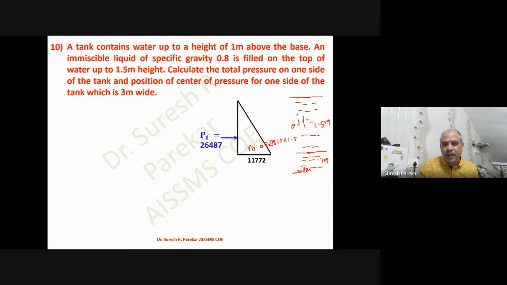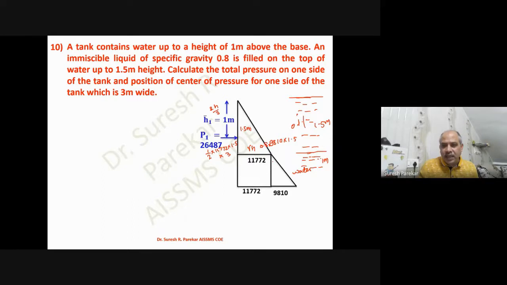Then we have P1, that is 1 half gamma into H. So 11772 into 1.5, and into the width, which is 3 meters. From this we will get P1 as 26487, which will act at 2h by 3. So h we have 1.5 meter, and then we will get 26487 acting at 1 meter from top.